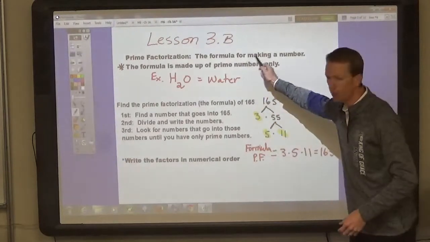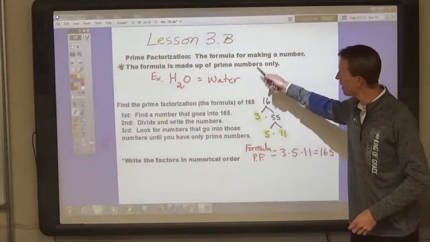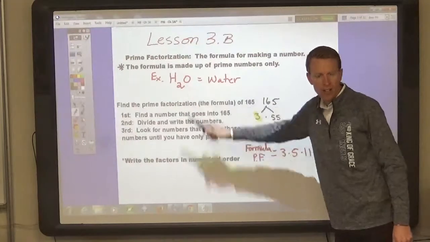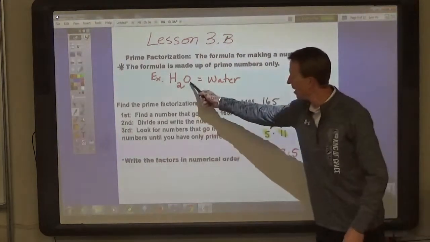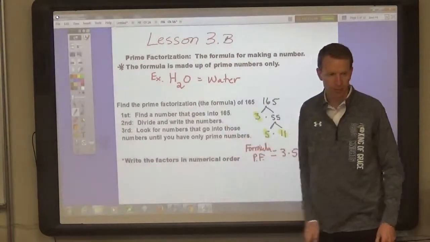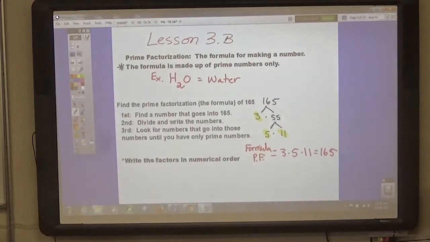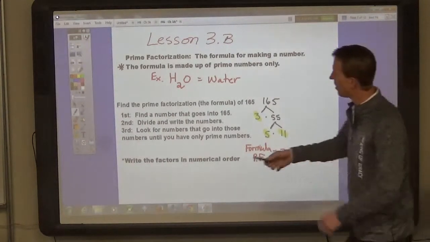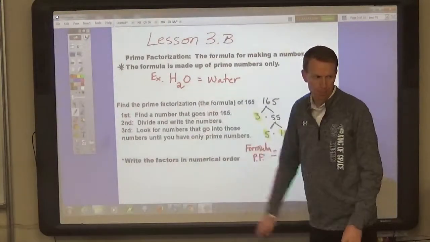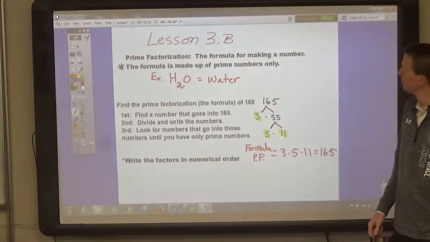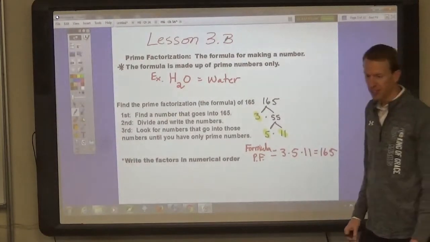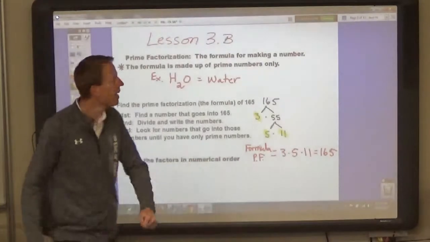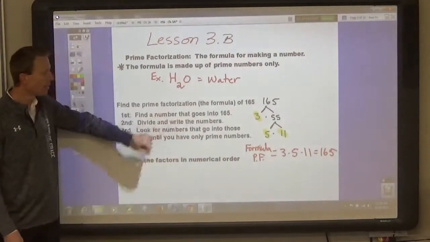It's the formula for making a number, just like the formula for water. We talked about the formula for water as being H2O: 2 hydrogen elements and 1 oxygen element. Put them together and you have a compound called water. Very special. The same thing is true in math, but instead of elements and compounds, we have prime numbers and composite numbers.